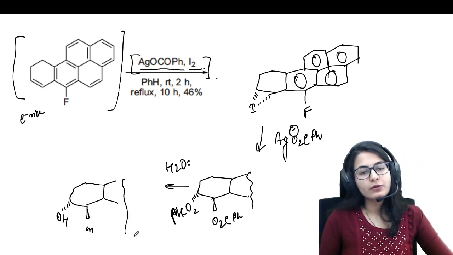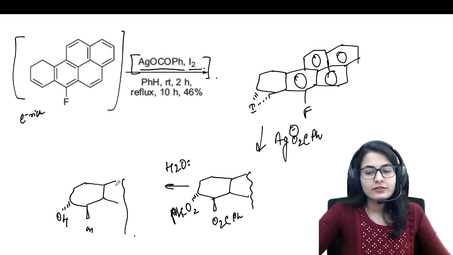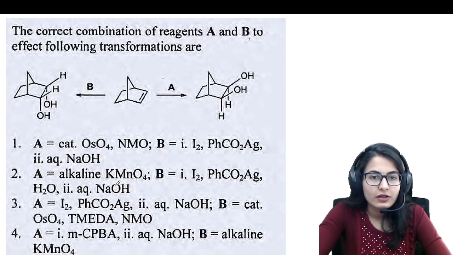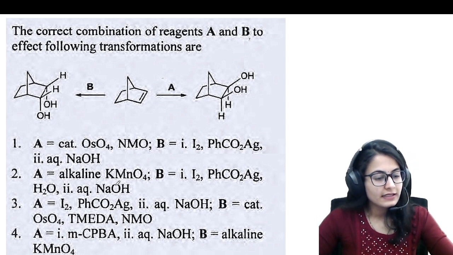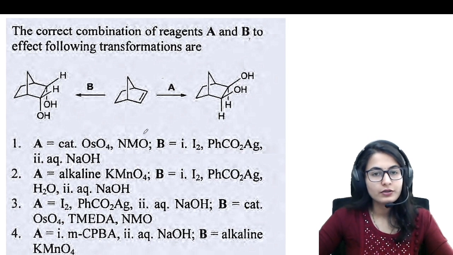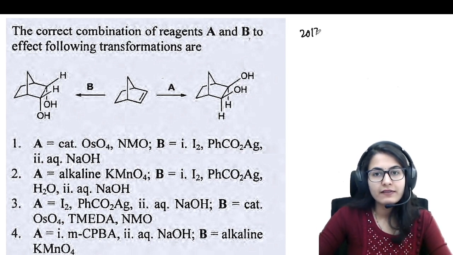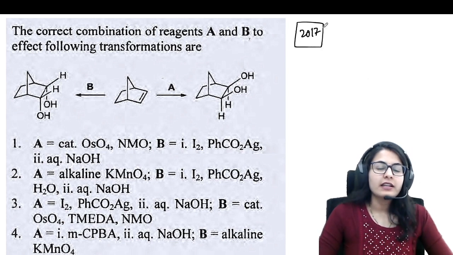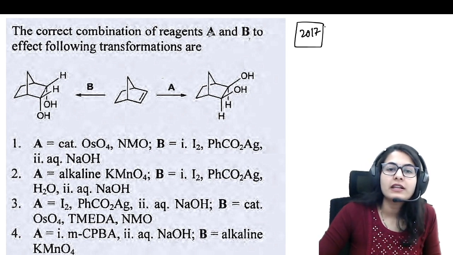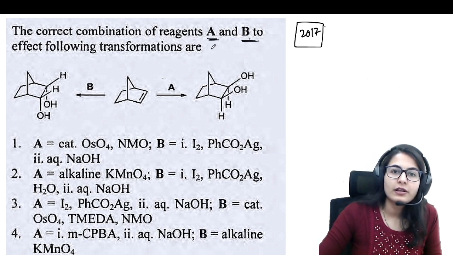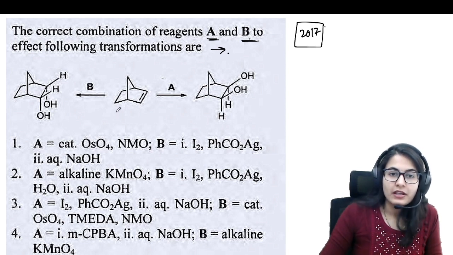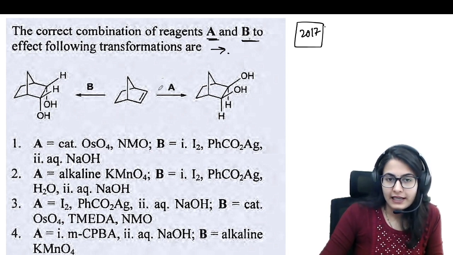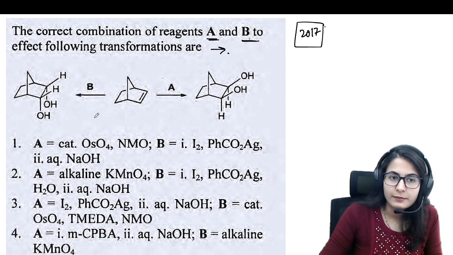All right, so yes, this is your Prevost trans dihydroxylation. Very simple. Now guys, we are going to use this same concept in a CSIR NET PYQ, which we have got from June 2017, I guess. The correct combination of reagent A and B to effect the following transformation are: you have a norbornene system. What happens in the process A and what happens in the process B?